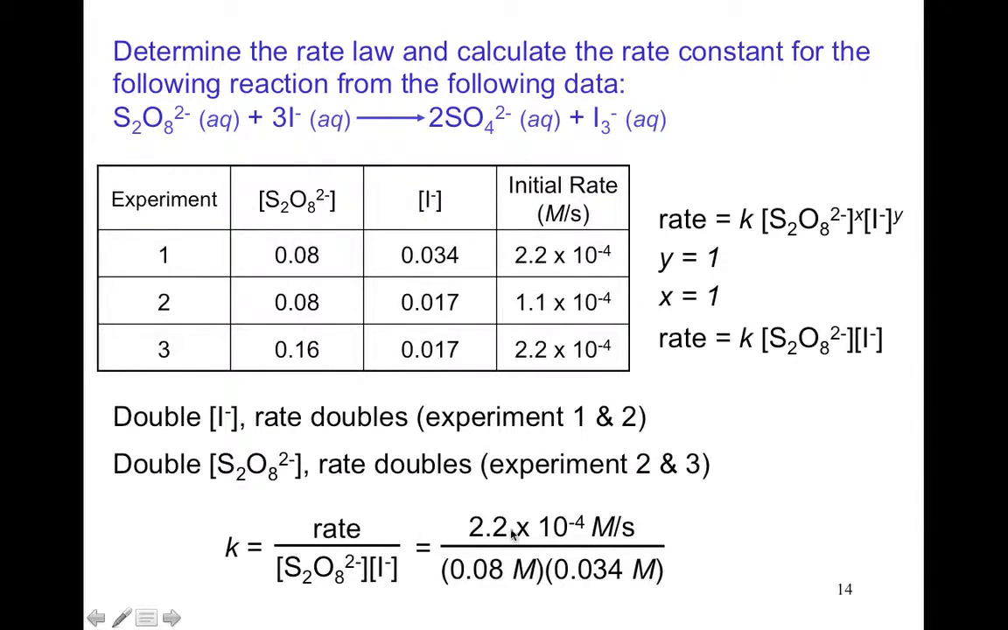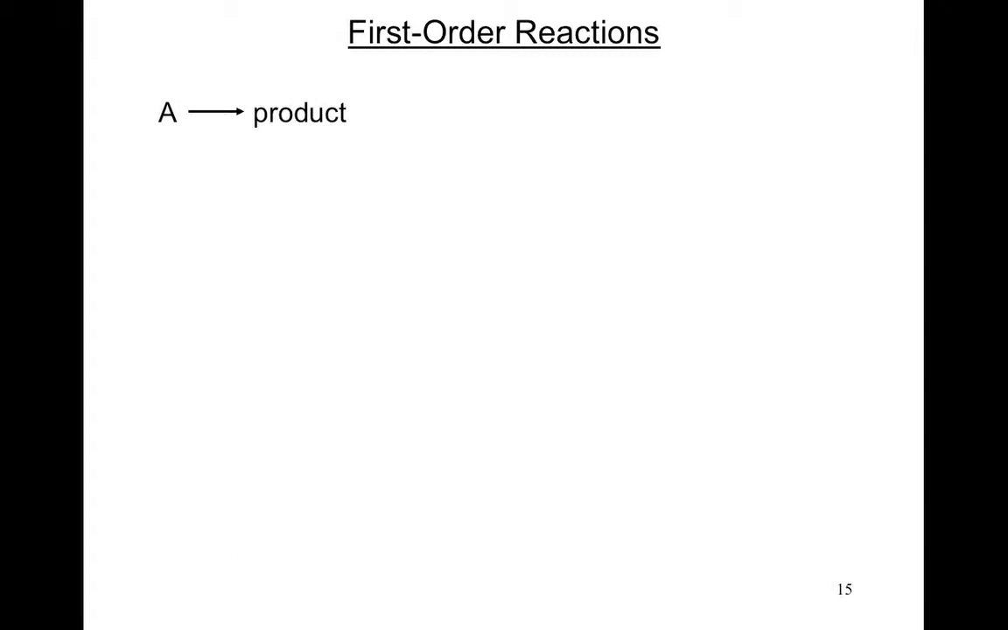So here it looks like they picked their first experiment. Why not? 2.2 times 10 to the negative 4th is our rate. Concentration of S2O8 is down here. Concentration of iodine is down here. Just real simple math gives us 0.08 per molarity seconds. Or molar seconds, if that's the way you would say that. So we found a K. And once we found a K, we can solve for whatever we need to solve for, really.